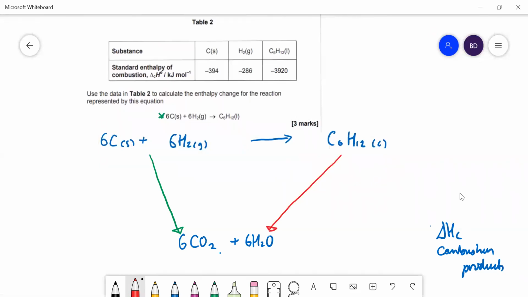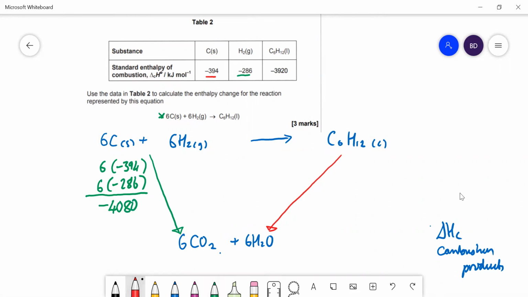Okay, let's look at the green arrow first of all. What we're doing is burning 6 moles of carbon, so that's going to be 6 times minus 394. And we're also burning 6 moles of hydrogen, so that's going to be 6 times minus 286. Add all that lot up together, and we get minus 4,080.